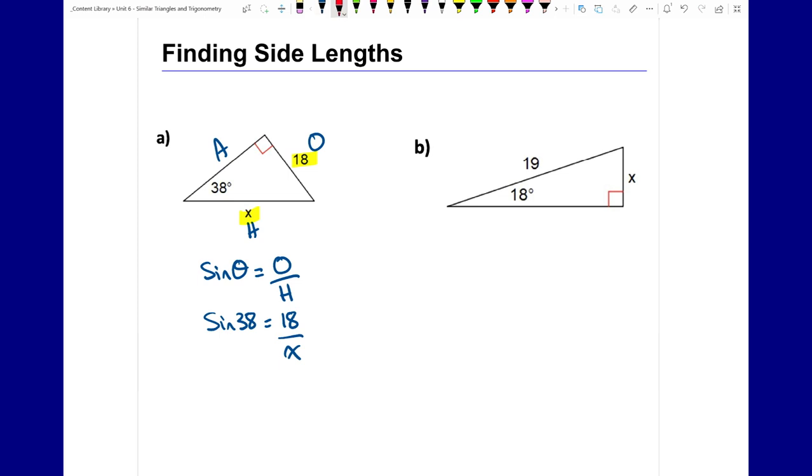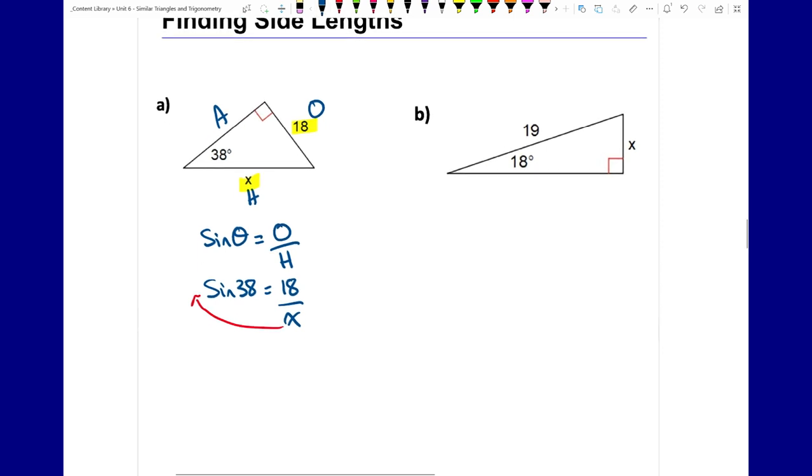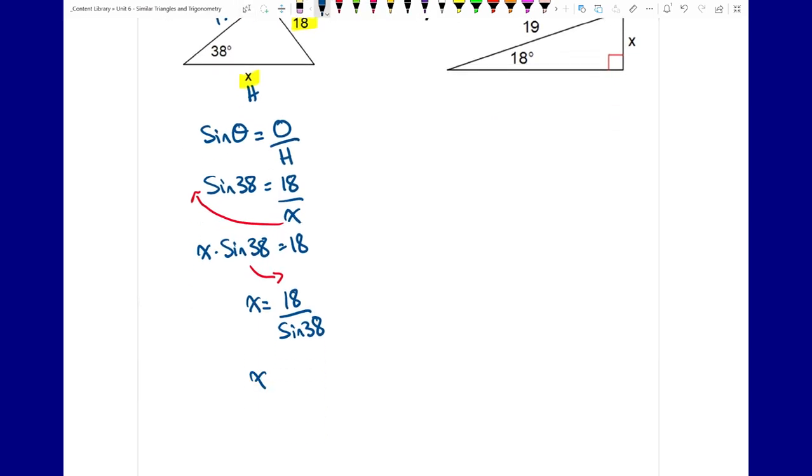What did we do when the missing piece was on the bottom? Well, we brought it up and we multiplied. Or sorry, we didn't bring it up and multiply, sorry. We brought it up and we ended up with x times sine 38 equals 18. Now to get x by itself, we moved the sine 38 over to the other side, recognizing that sine 38 just meant a value. So we have 18 divided by sine 38. And this we can do on our calculator.